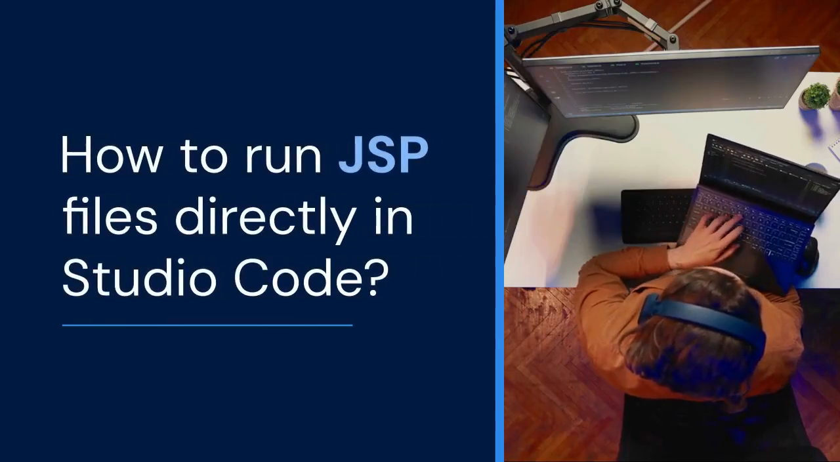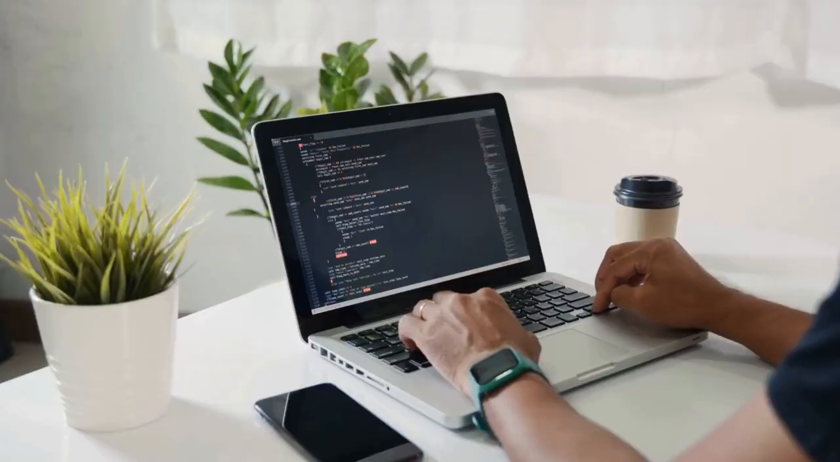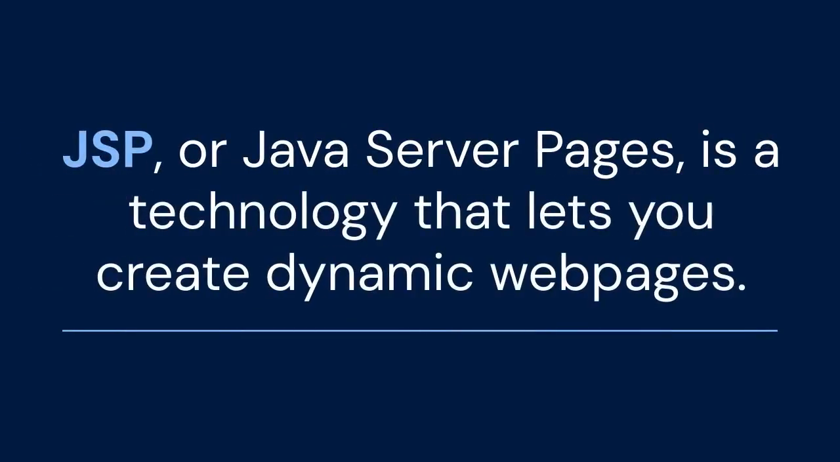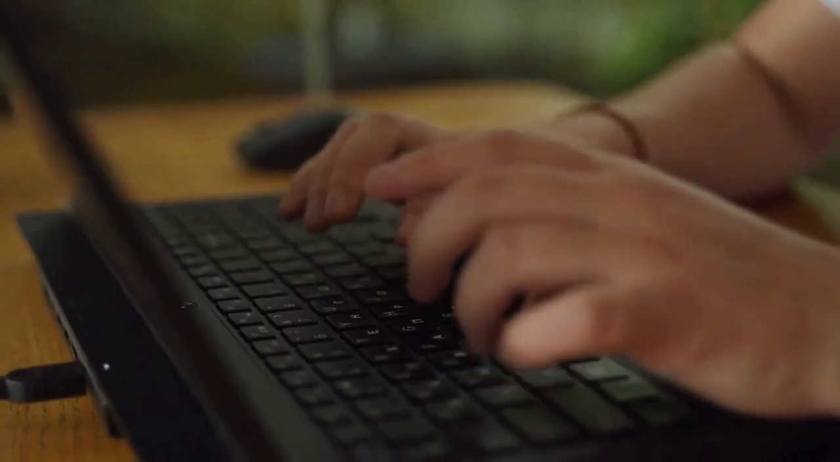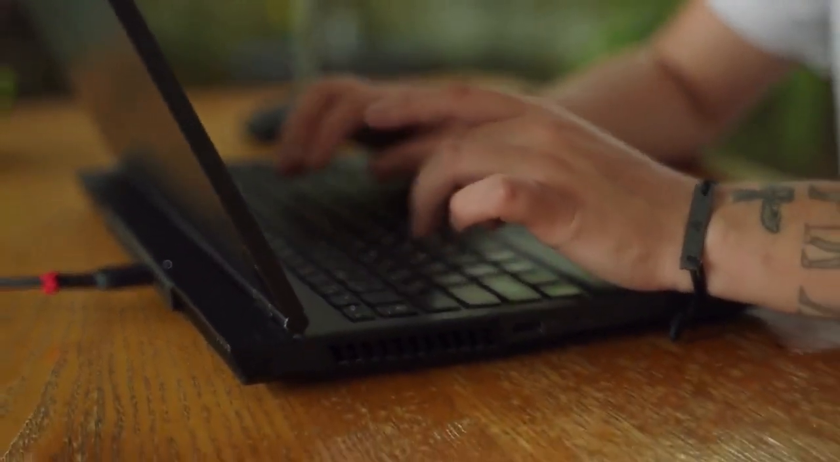Today, we're going to learn how to run JSP files directly in Visual Studio Code. It can be a little tricky to set up, but I'll guide you step by step. JSP, or Java Server Pages, is a technology that lets you create dynamic web pages. VS Code is a powerful code editor, but it doesn't inherently understand JSP.